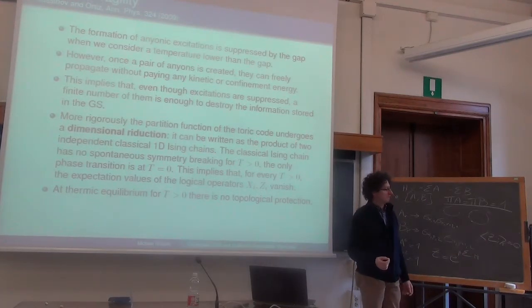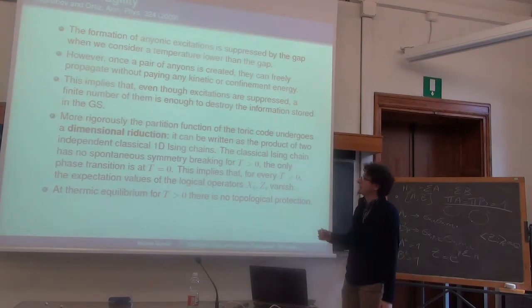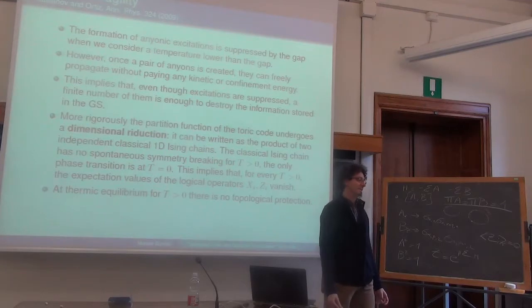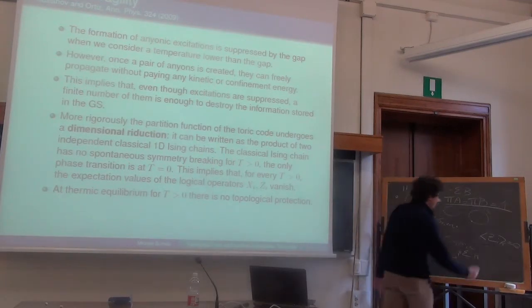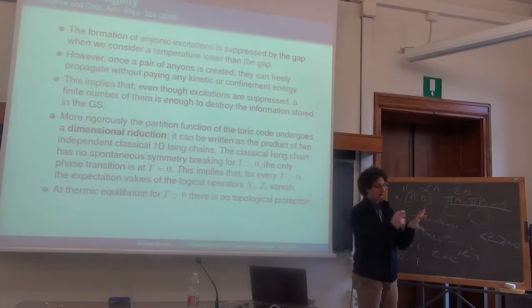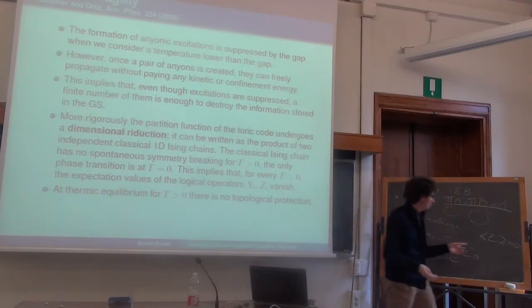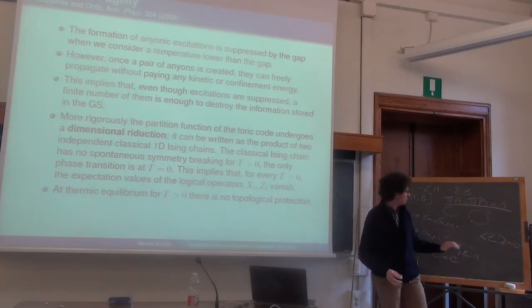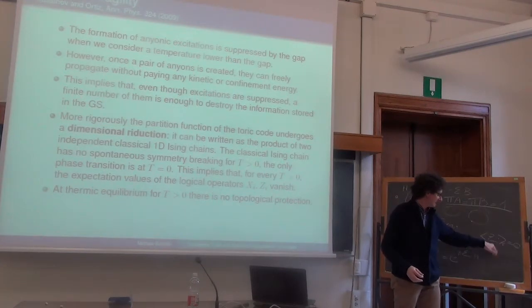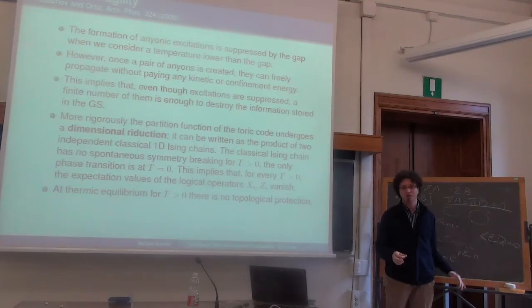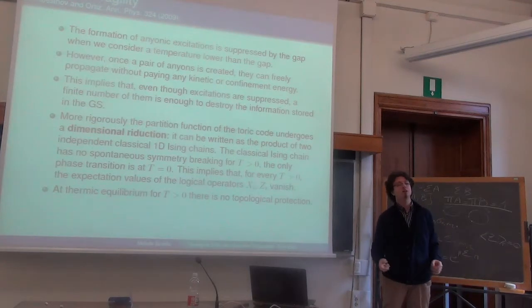Be careful because this is an information about what happens at thermal equilibrium. However, it does not really say anything about encoding information inside the toric code and then trying to quench the temperature. So it does not give me any information about the time scale in which this expectation value goes to 0 once I switch on the temperature. So you may hope that there are system sizes that are large enough in such a way that this time scale is long enough for the purpose of storing quantum information.